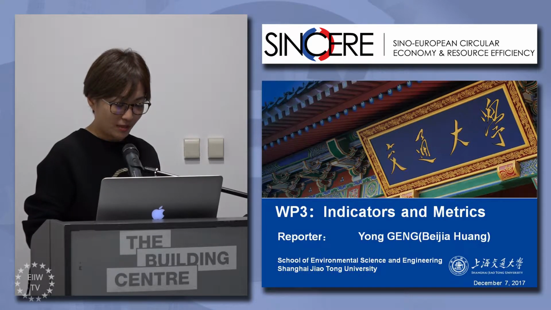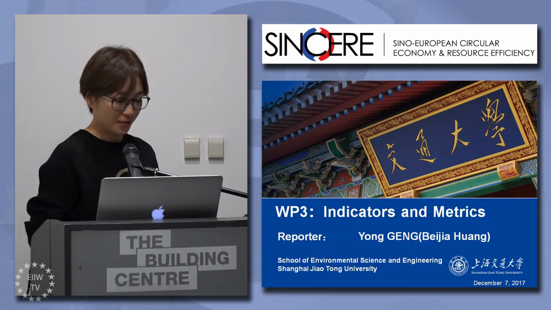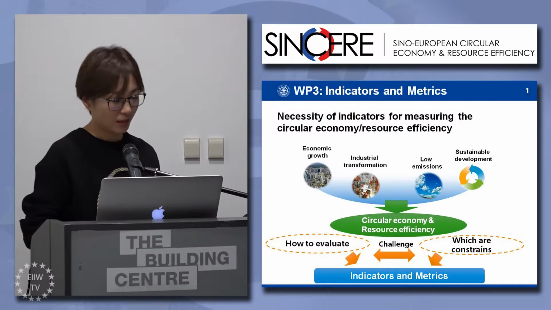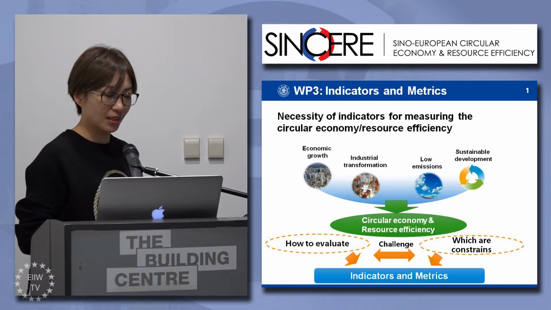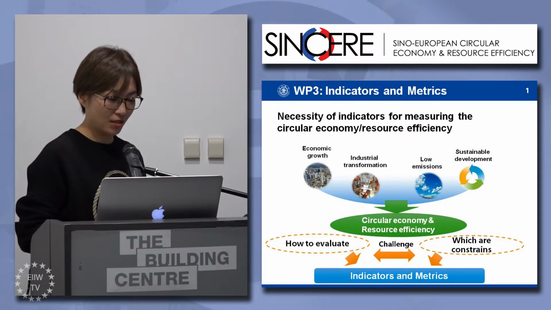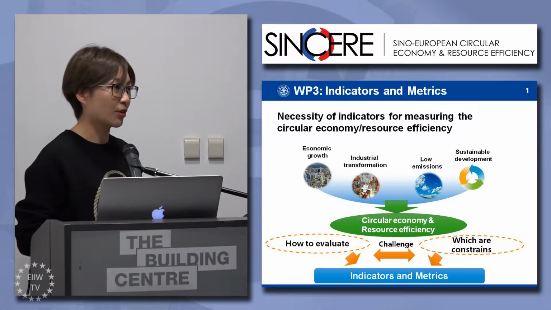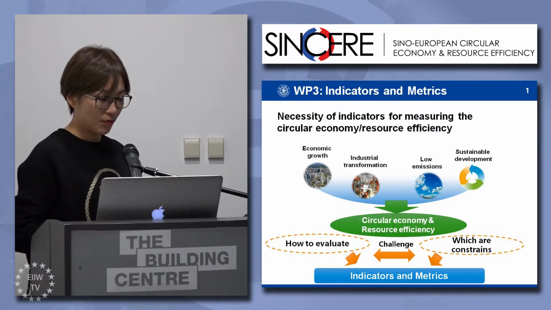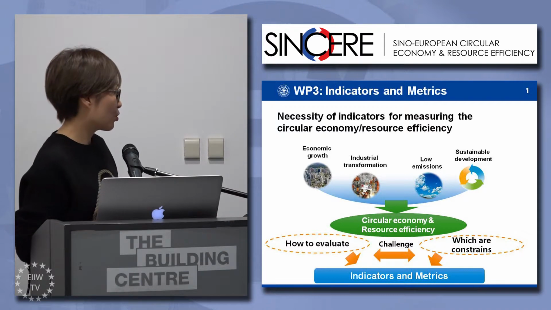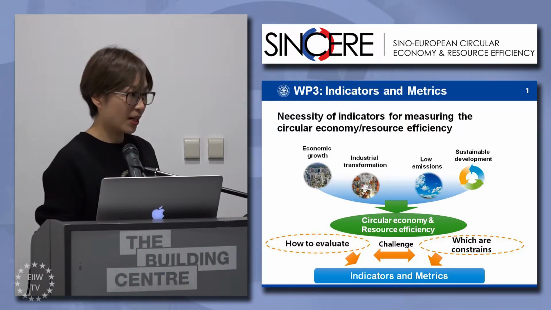Okay, it's about indicators and metrics. It is surely very important to have indicators for managing the circular economy, low carbon emissions, and sustainable development. We need indicators to see how we are doing on these things. So in Professor Geng's research, he wants to explain how to evaluate and what the constraints are.